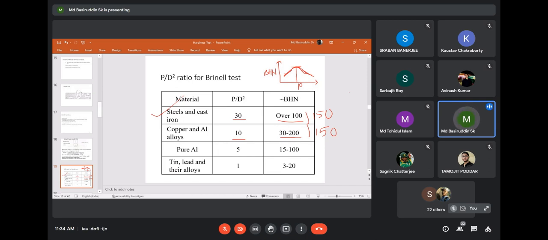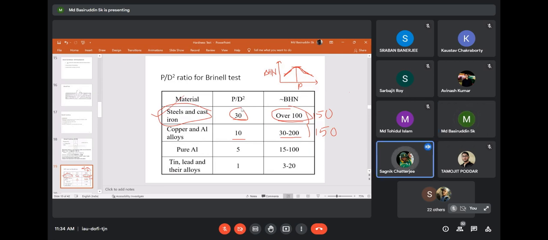But if you compare within soft materials like copper alloys, copper, and aluminium, then you can easily separate the hardness of two or three or more different metals. Similarly, if you compare the hardness of steels, then you can easily compare by checking the BHN number and maintaining the P by D square of 30.